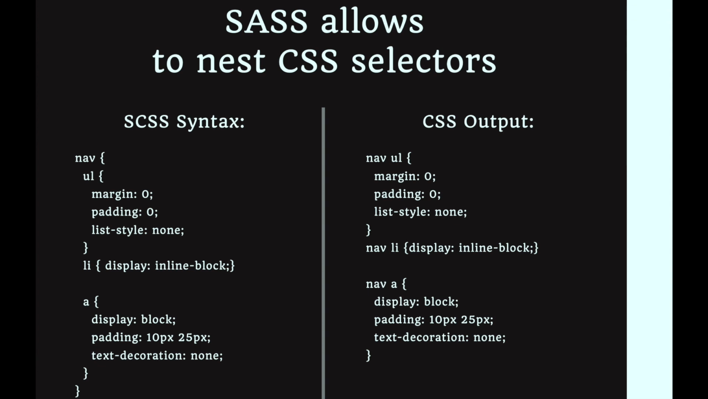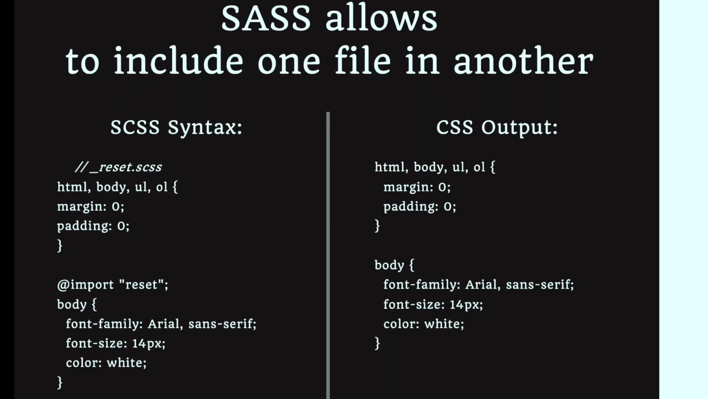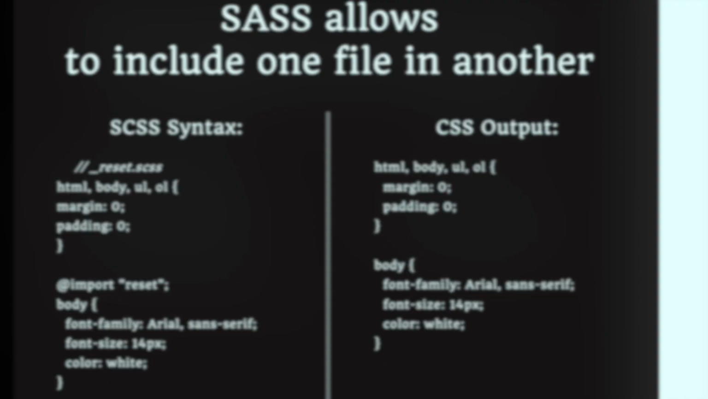Another important feature is nesting. Sass lets you nest CSS selectors in the same way as HTML. This helps you to organize your code and make it readable. With the Import directive, you can keep related code in separate files. It allows you to include one file in another. You can create small files with CSS snippets to include in other Sass files.